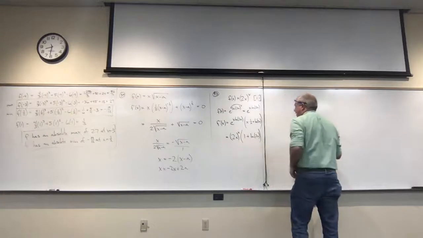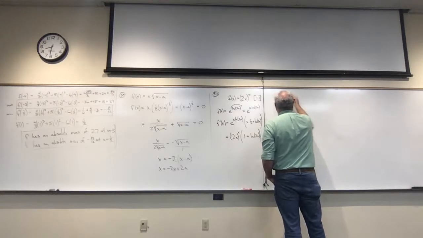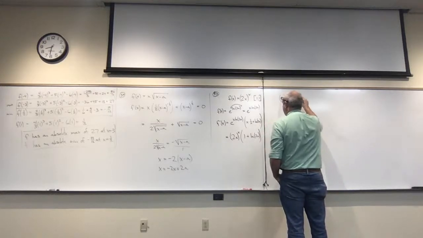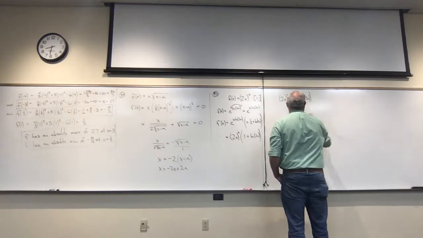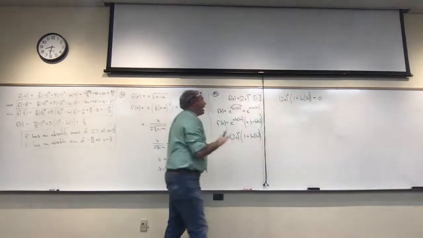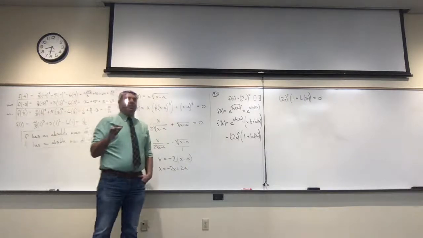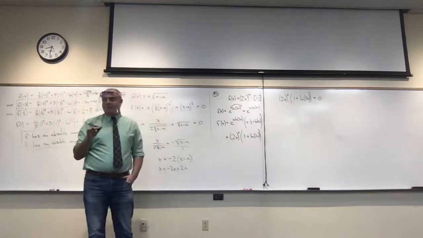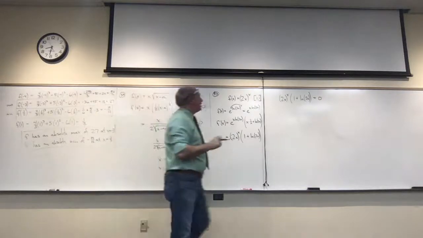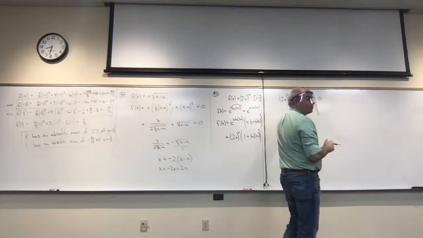So this guy, I'd like to say, you have 2x to the x times 1 plus ln of 2x. What if I set that equal to 0? Okay, I have a product of two things that's equal to 0, correct? So that means that one of those two things would have to be equal to 0. So I can think either this is 0 or this is 0, correct?